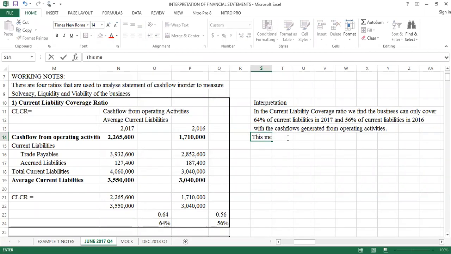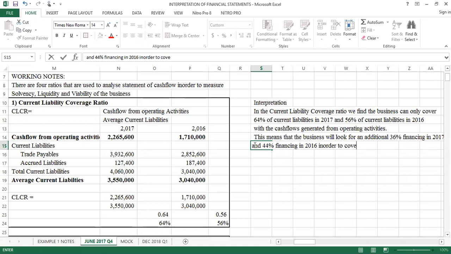This means that the business will look for an additional what percent? 36% financing in 2017 and 44% financing in 2016 in order to cover all current liabilities.